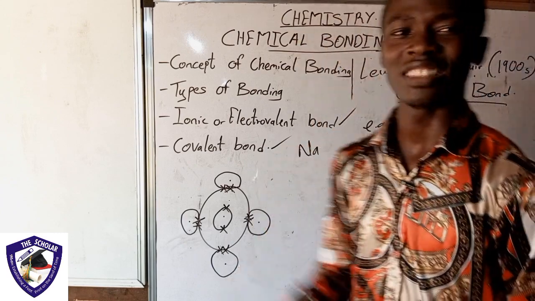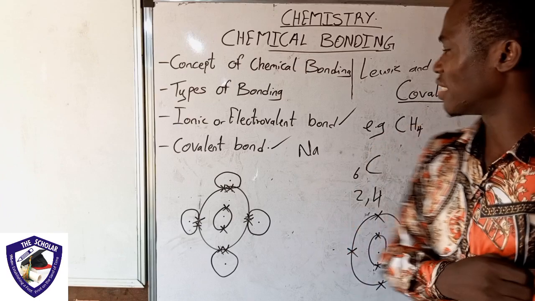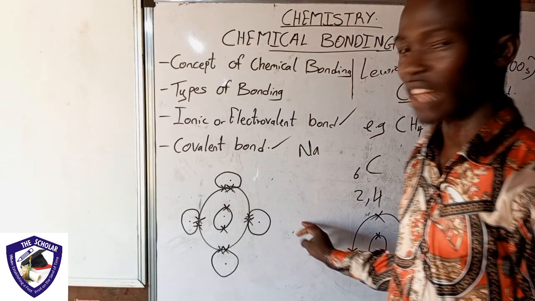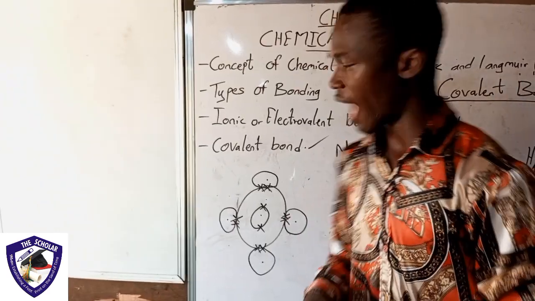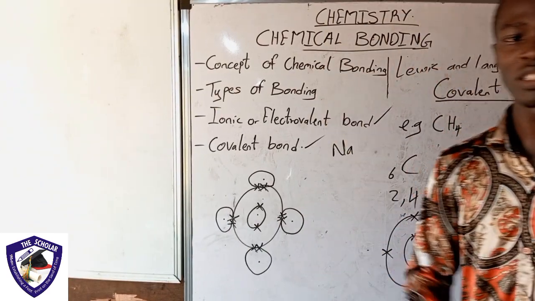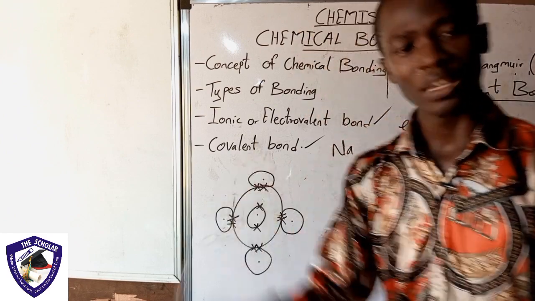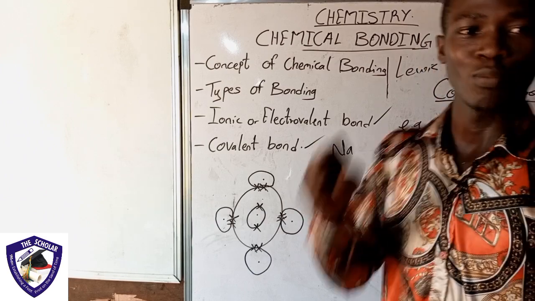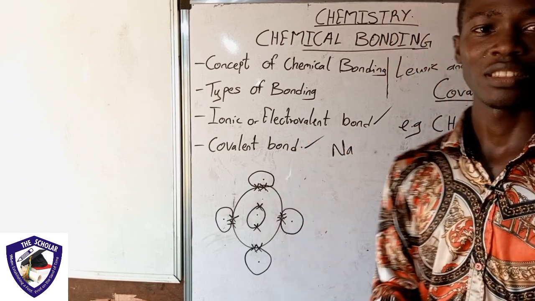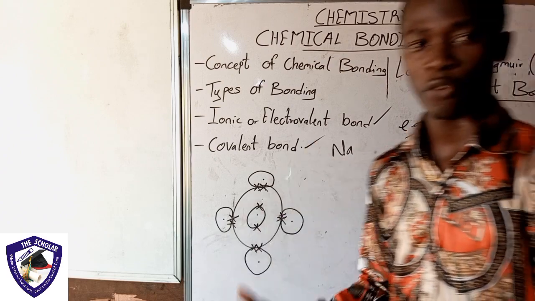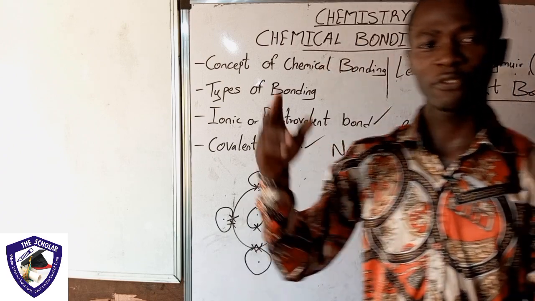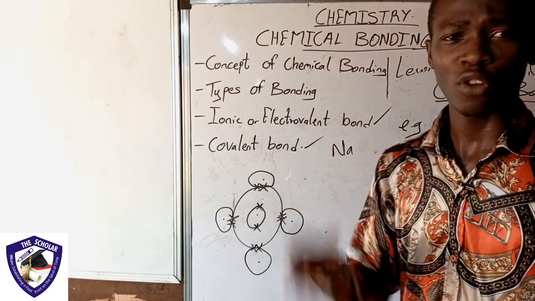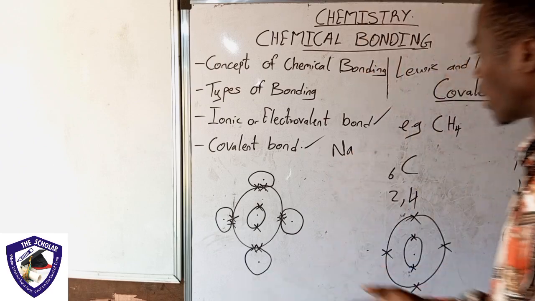I also talked about the valence shell. I said the valence shell is the shell at the outermost configuration that is displaying the valence electron. And we also talked about the types of bonding. I said we have electrovalent bond and covalent bond, which are the two main bonds that we have in chemistry. We also have van der Waals forces of attraction, hydrogen bond, metallic bond, London dipole bond, and so on and so forth.